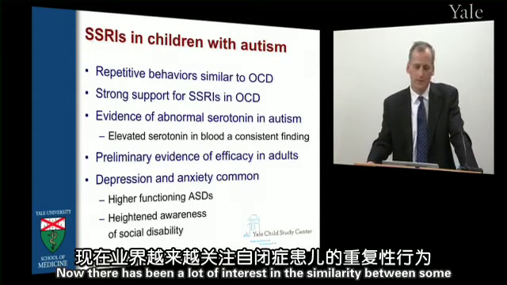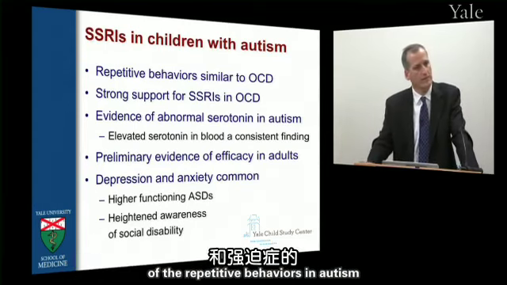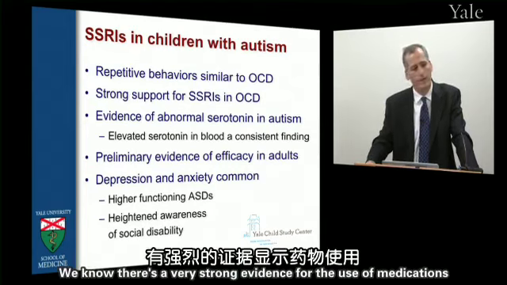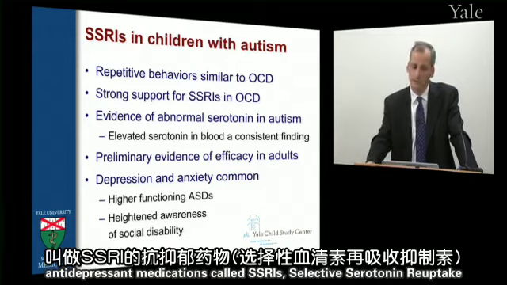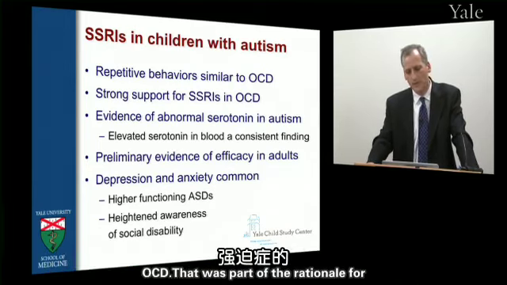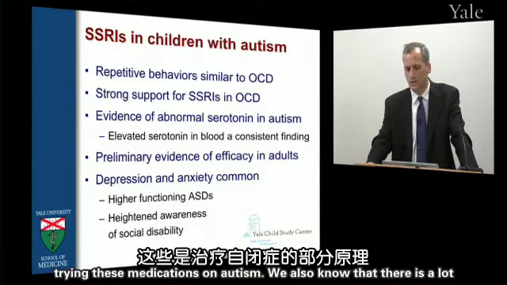Now there has been a lot of interest in the similarity between some of the repetitive behaviors in autism and obsessive compulsive disorder. And we know that there's very strong evidence for the use of antidepressant medications called SSRIs, selective serotonin reuptake inhibitors, in the treatment of OCD. And that was part of the rationale for trying these medications in autism.